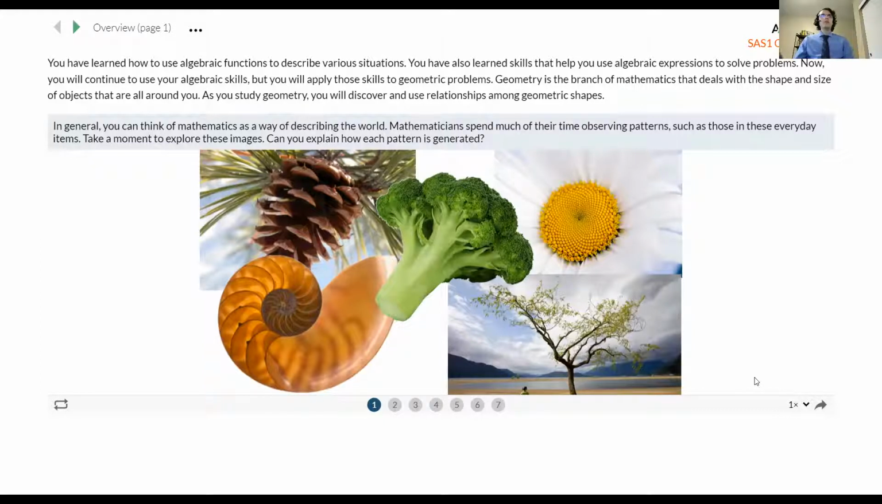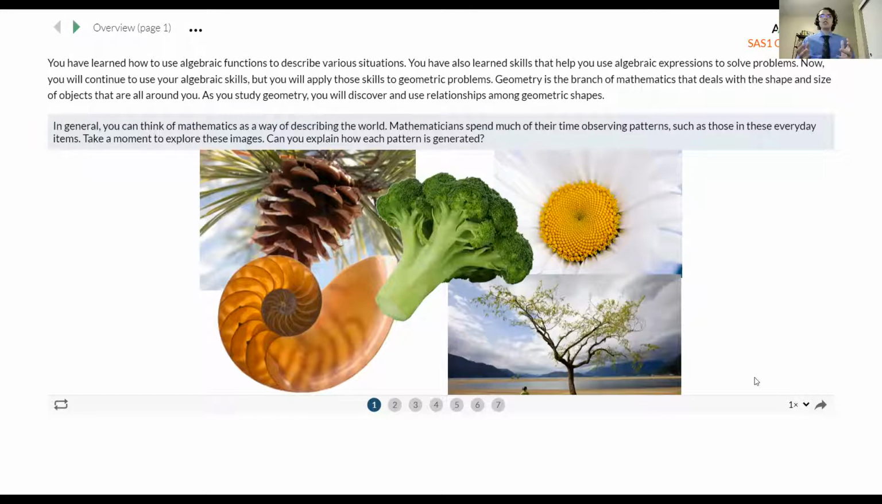We have learned how to use algebraic functions to describe various situations, okay? So in the past, in middle school, you probably dabbled in algebra, using some algebra to solve problems. Now we're going to use those same skills, but for geometry instead of algebra. So if you remember, geometry is about spatial reasoning, about spatial senses, right? About objects and their positions and relations to each other. So one of the big things we're going to talk about is the shape and size of objects around us, and specifically relationships between shapes and how they connect together.